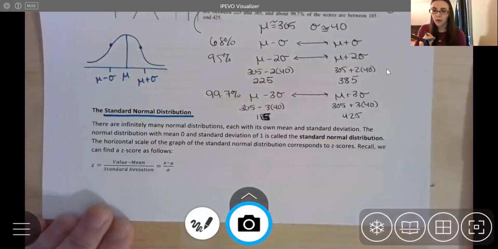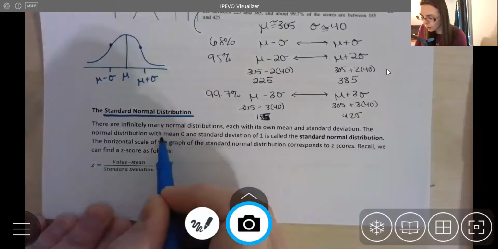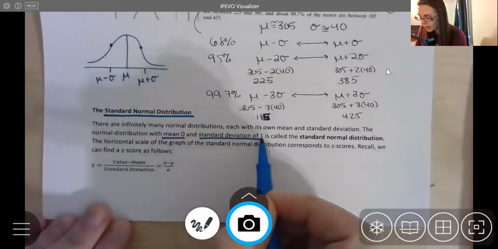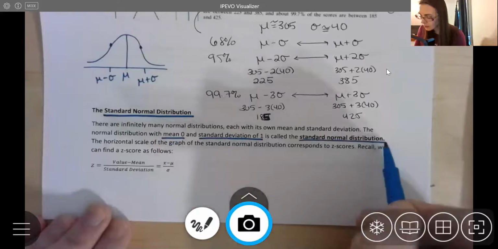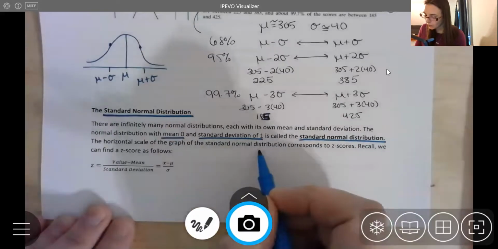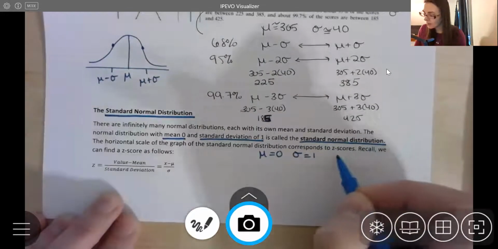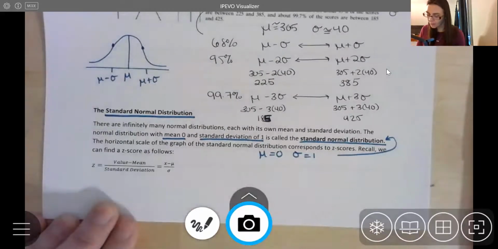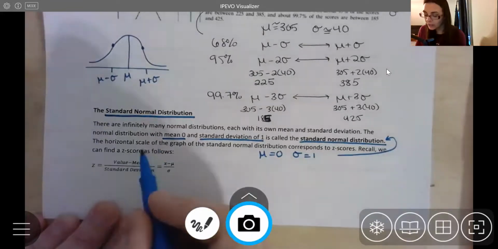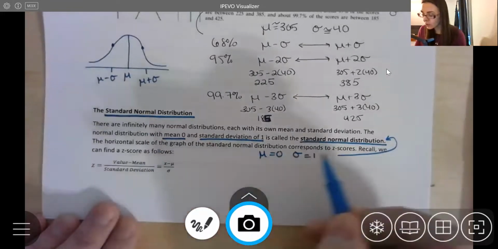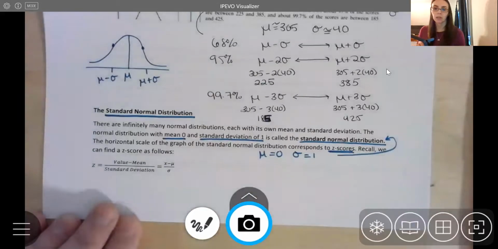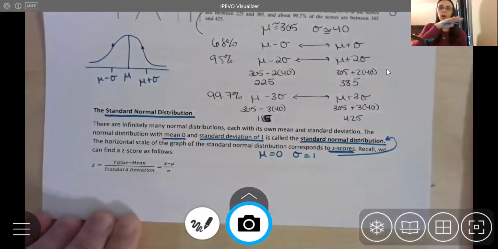But we have a very special one where the mean is 0 and the standard deviation is 1. In this case, this is called the standard normal distribution. So your mean is 0 and your standard deviation is 1 in this specific distribution. Now, the horizontal scale of the graph for the standard normal distribution is actually z-scores. So instead of that horizontal axis being all your x values, whatever variable you're looking at, the standard normal curve has z-scores along that axis.